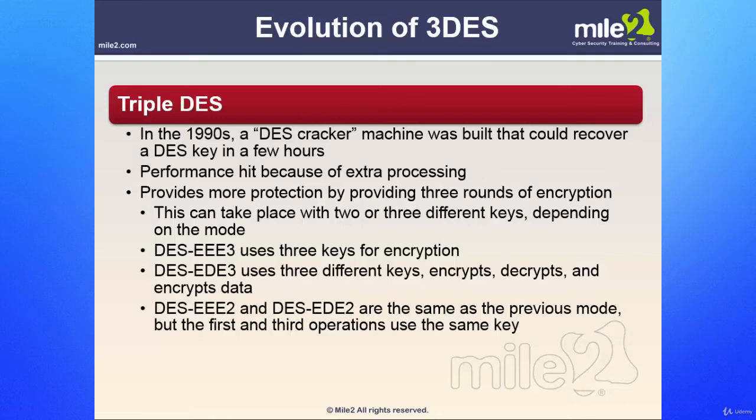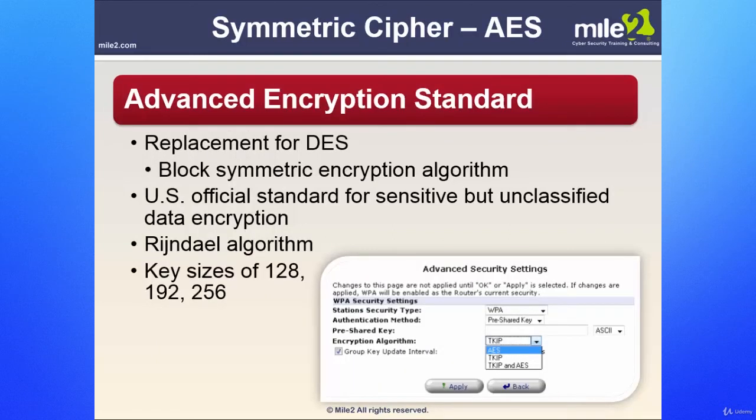We have DES EEE3, which uses 3 keys for encryption, and DES EDE3, which uses 3 different keys and encrypts, decrypts, and then encrypts the data. We have DES EEE2 and DES EDE2, which are the same as the previous modes, but the first and third operations use the same key. You don't need to know the differences between EEE3 and EDE3, but what you do need to know is that triple DES, or 3DES, is a symmetric cryptographic standard. That's definitely something you need to know. Also remember the difference between block ciphers and stream ciphers, and that will assist you in that process too.